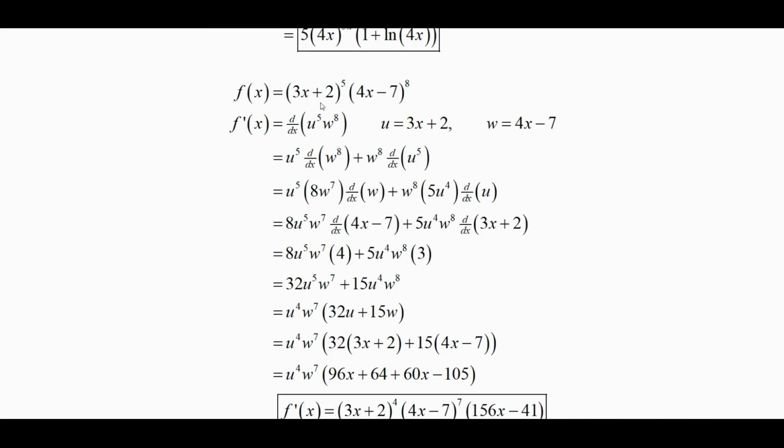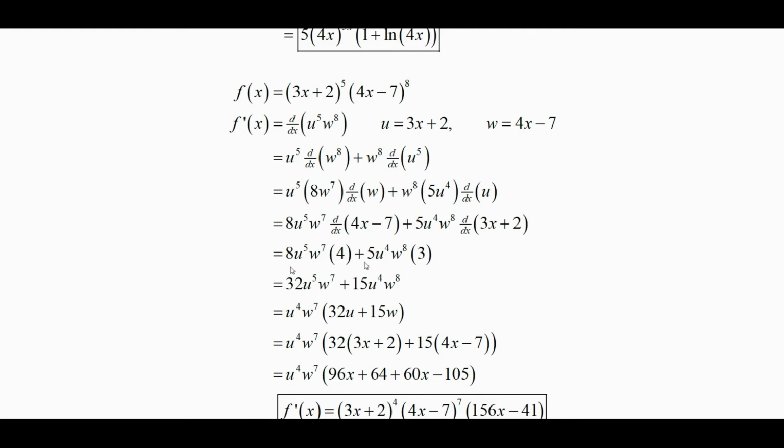Here's one where I do a couple of substitutions. Let u be 3x plus 2 and w be 4x minus 7. Then I've got the derivative of u to the 5th times w to the 8th. So that's a product rule. First times derivative of the second plus second times derivative of the first. This is 8w to the 7th times the derivative of the w. This is 5u to the 4th times the derivative of the u. The u is 3x plus 2, so that derivative is 3. The w is 4x minus 7, so that derivative is 4.